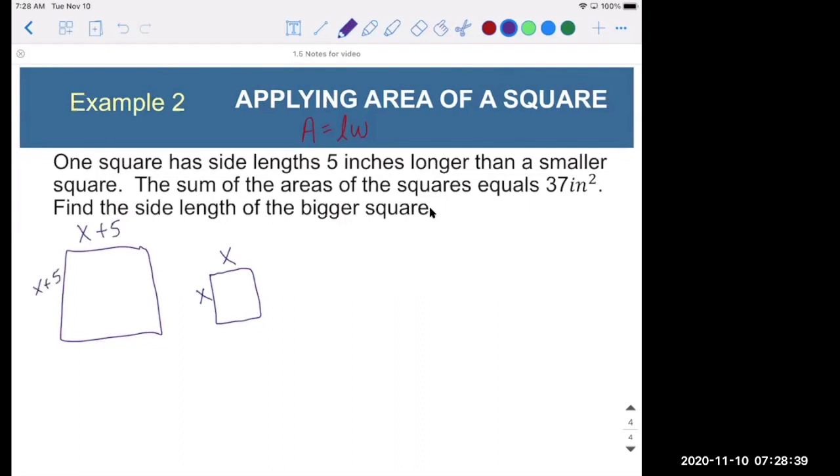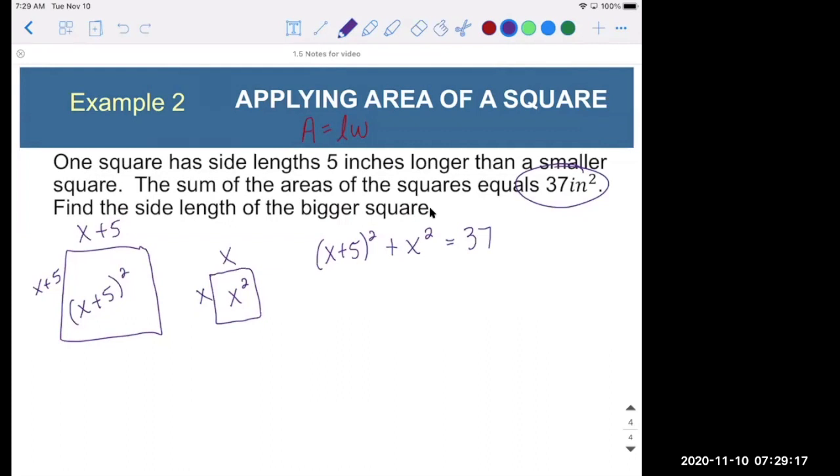So to find the area of the big square, we're going to multiply length times width. So we have x plus 5 squared. And then the smaller one will be x times x, which is x squared. So the sum of these areas is 37. So we have x plus 5 squared plus your x squared equals 37. Sometimes I see students try to square the 37 because there's a 2 on the unit, but that's not what that means. Inches squared just means that it's been multiplied inches times inches.